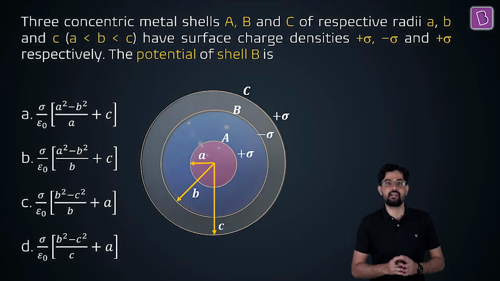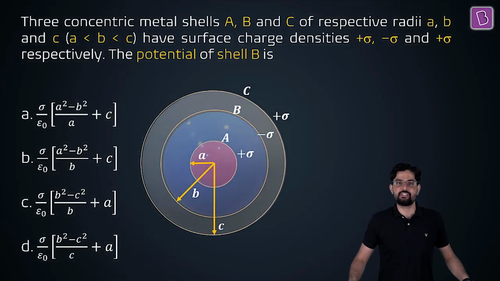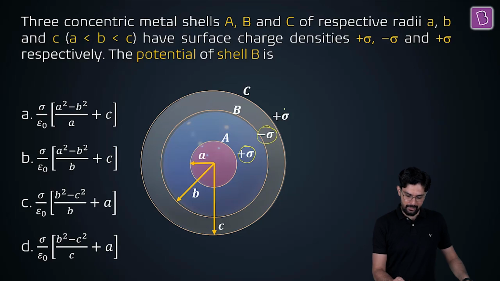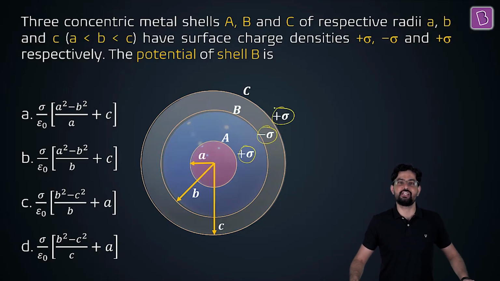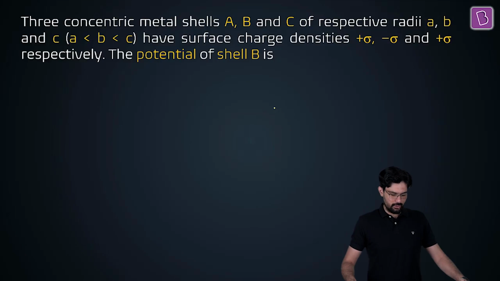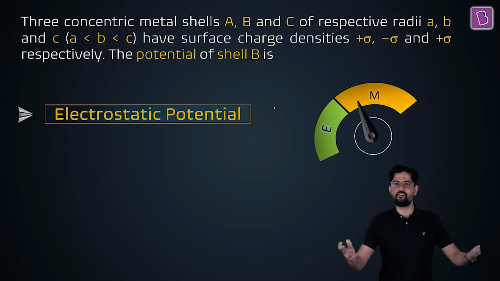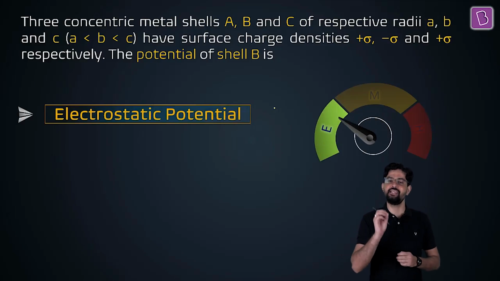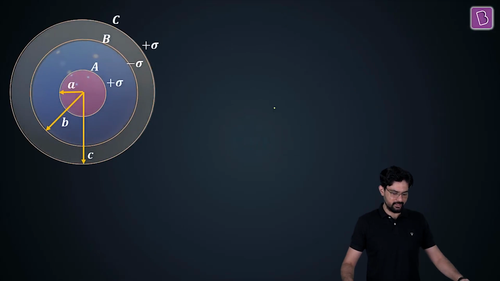So three concentric metal shells A, B and C have the surface charge densities as plus sigma, minus sigma and plus sigma. You have to find out the potential of the shell B. Simple, right? So the concept tagged is electrostatic potential, and obviously the level of this question is pretty easy. Do you agree? Yeah? You would have solved a lot of problems on the similar concept.